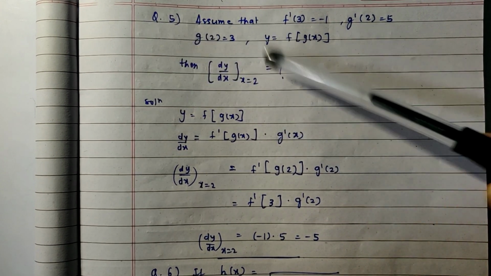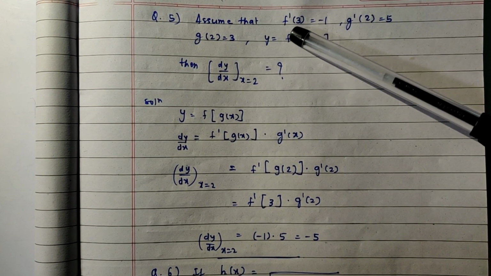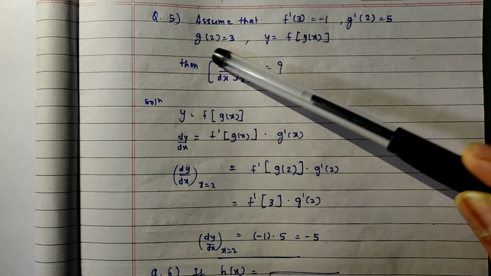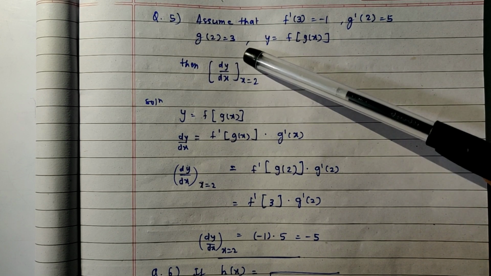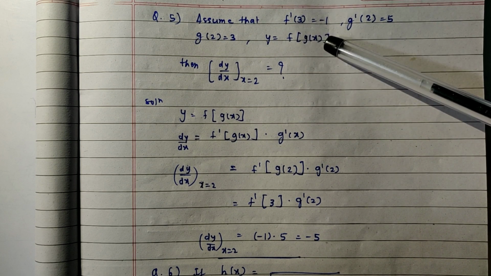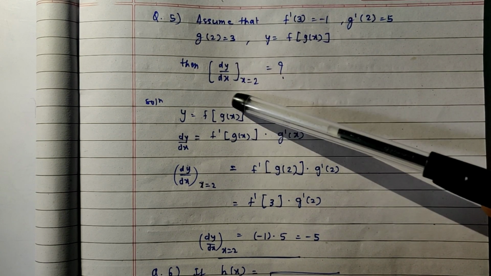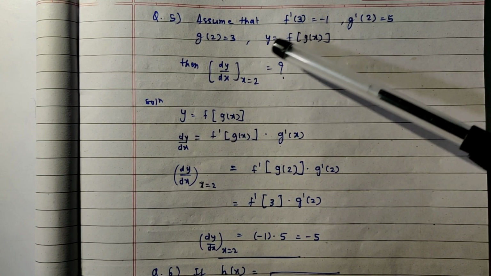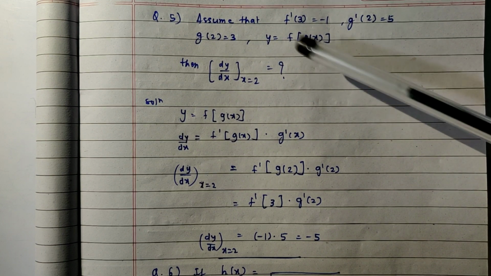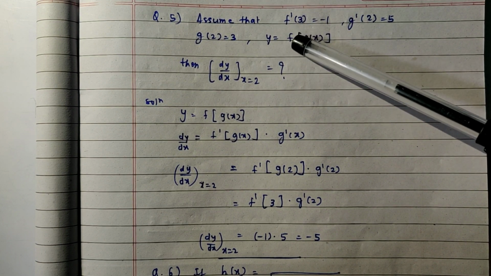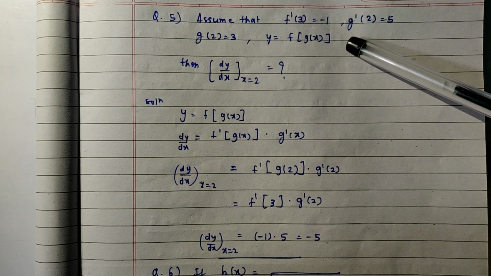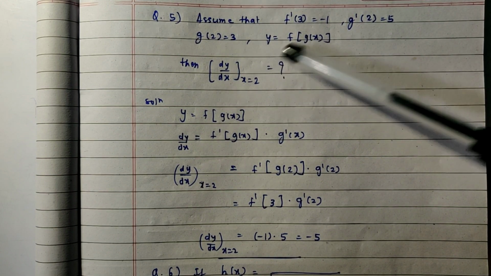Question number 5. Here this is given: f dash of 3 is minus 1, g dash of 2 is 5, g of 2 is equal to 3, the value of the function at 2. And this is a composite function, y is equal to f of g of x. We find derivative dy by dx at x is equal to 2. So apply the derivative for a composite function: the derivative of f of g of x will be f dash of g of x, and then again the derivative of g of x is g dash of x.